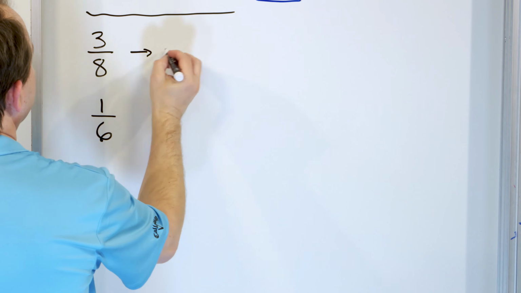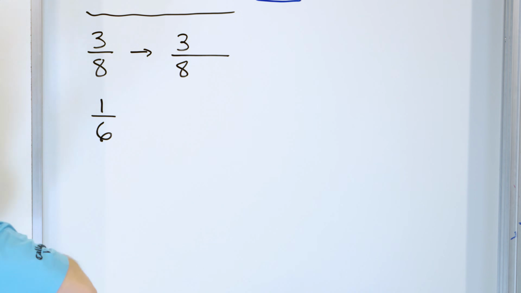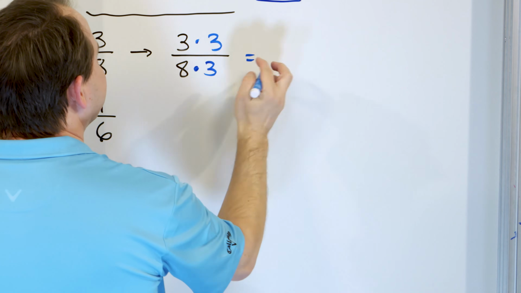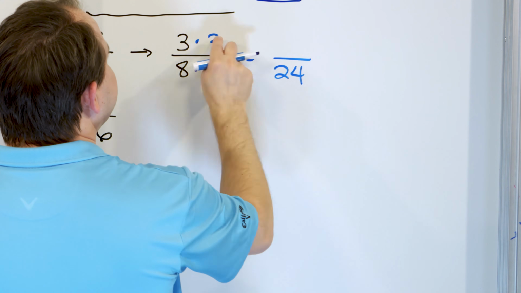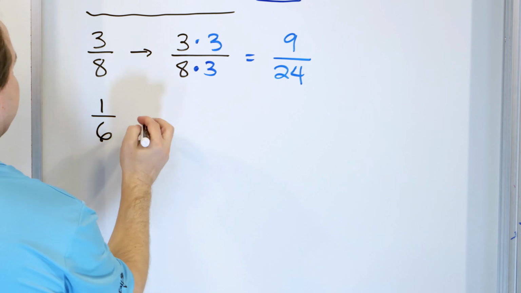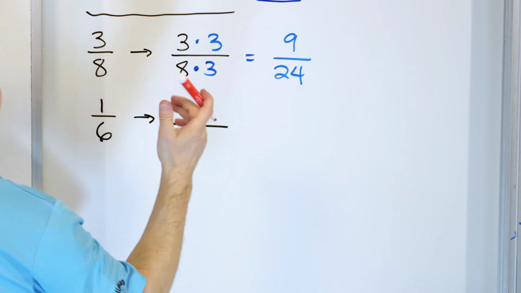So let's convert. We have 3/8. And I want to have a denominator of 24. So I'm going to multiply this by 3 and then this by 3. 8 times 3 on the bottom is 24. 3 times 3 is 9 on the top. All right, let's change this one, 1/6. And so what do I have here?